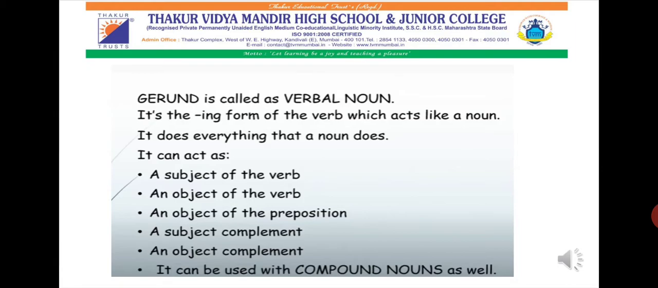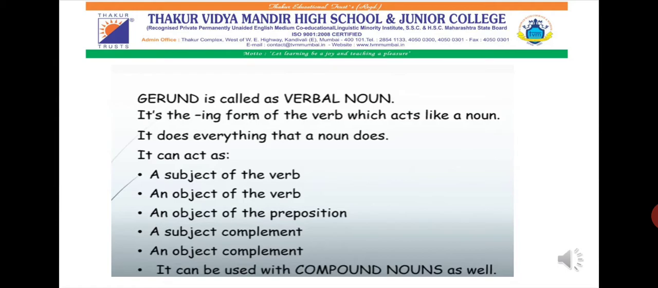Firstly, we will study what exactly is a gerund. A gerund is called a verbal noun. It is the ing form of the verb which acts like a noun. I don't want you to get confused, and therefore I am teaching you separately what exactly is a gerund and what exactly is a participle. The work of a gerund is like a verbal noun. It acts like a noun. It does everything that a noun does.